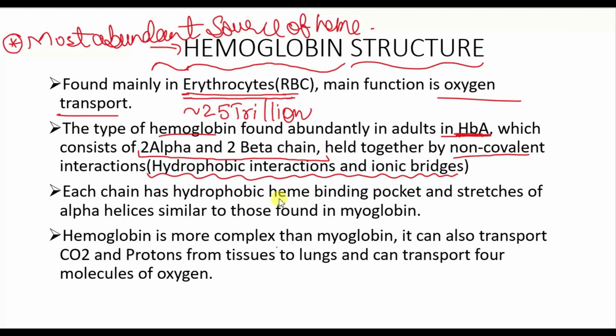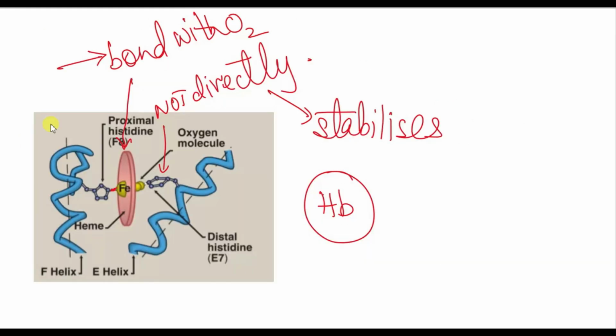Each chain has a hydrophobic heme binding pocket that stretches the alpha helices, similar to those found in myoglobin. Okay, in the previous lecture we studied the structure of myoglobin, and myoglobin also contains hydrophobic heme binding pockets. This was the structure that we discussed in the previous lecture. Why do we call these hydrophobic heme binding pockets? Because all the amino acids which are in these two helices are hydrophobic, with an exception of the two histidine molecules. The rest of the amino acids which have their R groups facing towards this heme group are hydrophobic, they are non-polar.